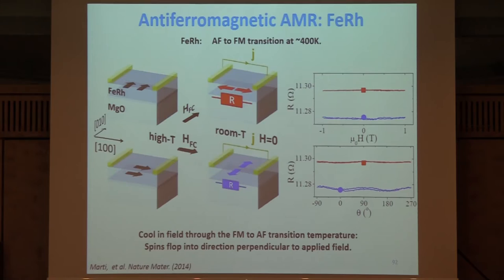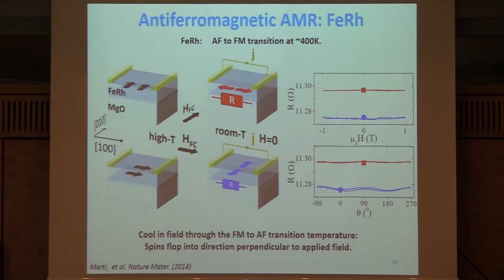But the AMR is very important, as Thomas already said, and I'll just quickly show a couple of Thomas' slides. Because now this is expected to be present also in antiferromagnets. So here is the case of iron rhodium, which is an antiferromagnet. You orient it in one direction and cool down through the transition, and you get the spin-flop transition. If you do it oriented in the opposite direction, it spin-flops in the opposite direction. So now you've only got two directions, but the measured resistances are distinctly different.